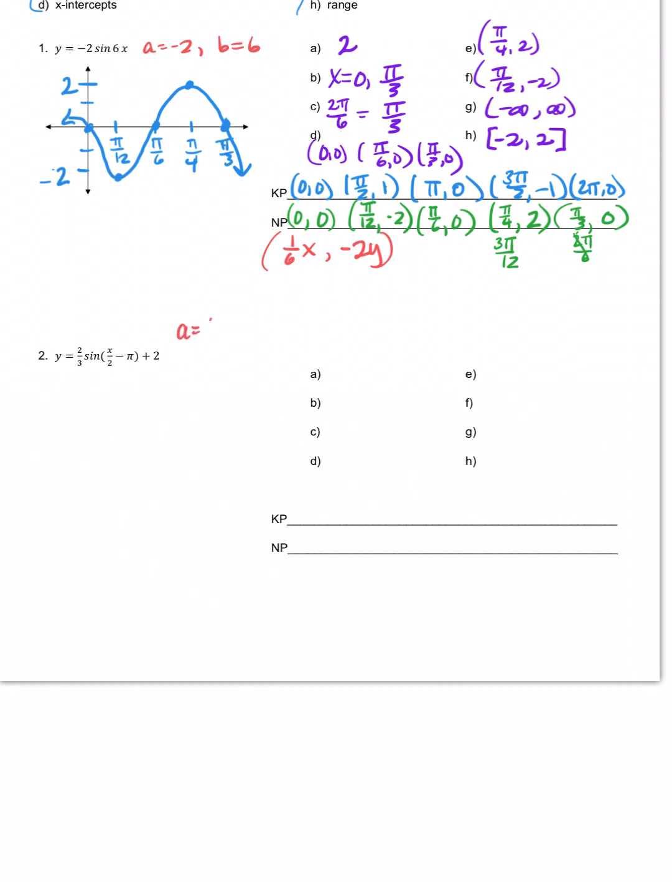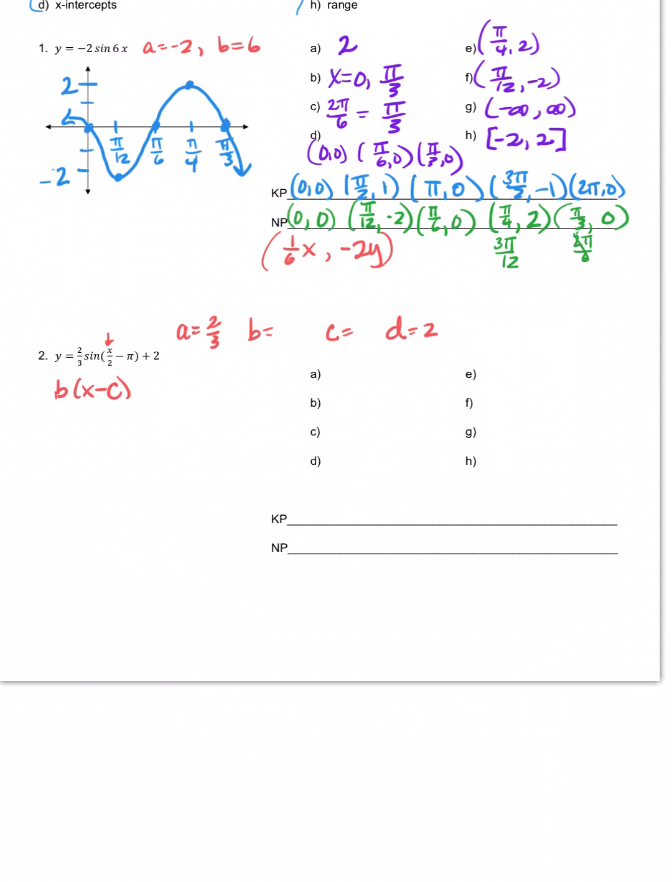Okay, a is 2/3. B, oops, look, b has been distributed, hasn't it? So we've got to be really careful. We'll come back and do b and c in a minute, but we can see that d is 2. So we're going to add 2. Okay, so remember that it looks like this in the original equation. So we need to factor out that b value.